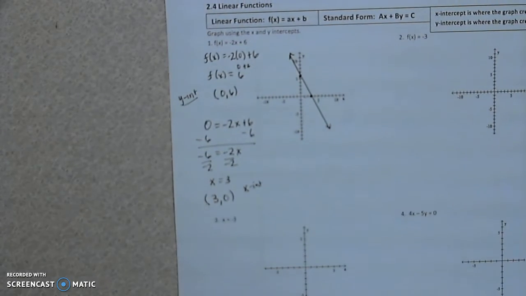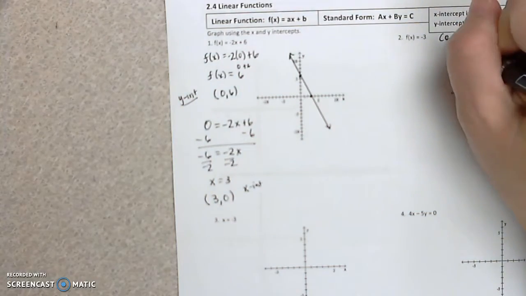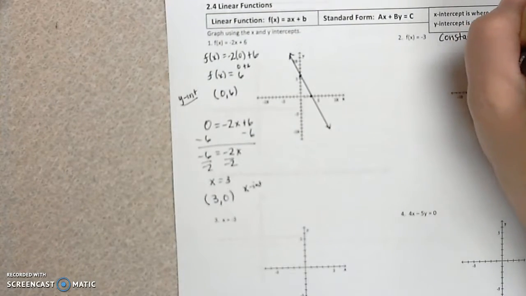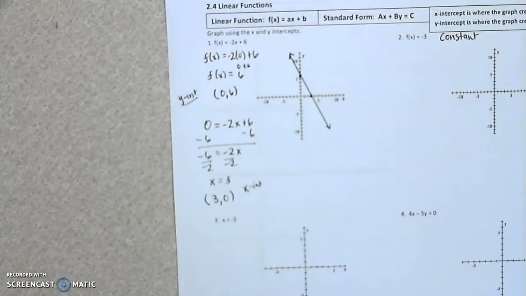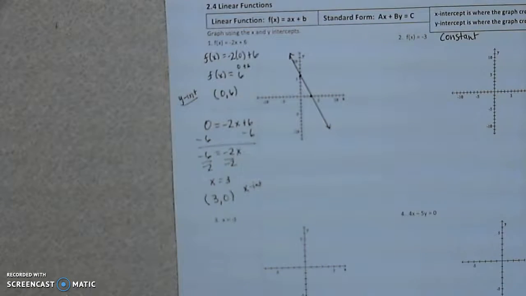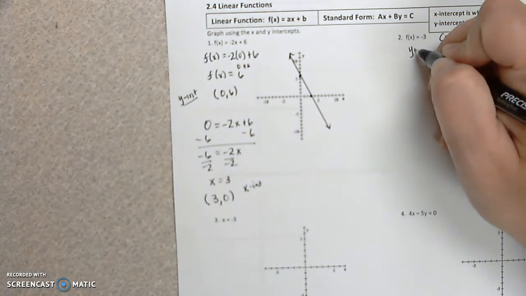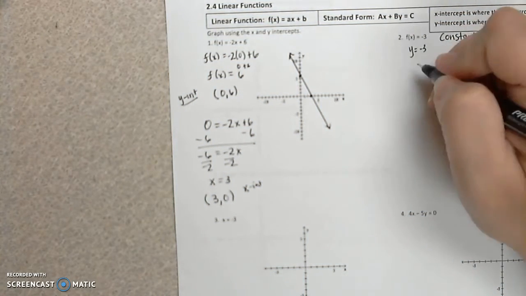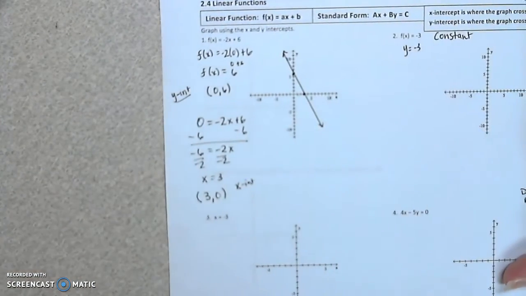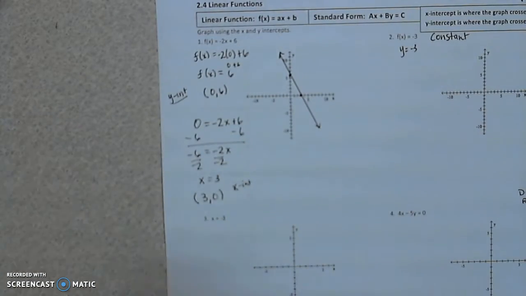Alright, this type of equation we refer to as a constant type of equation because there is no x variable. What it means is that no matter what I pick for x, the y value is always going to be -3. So I can't really do x and y intercepts on this one because there's no x to fill in, and it just says y equals -3, and so I could pick any value I want for x, and y is going to be -3.